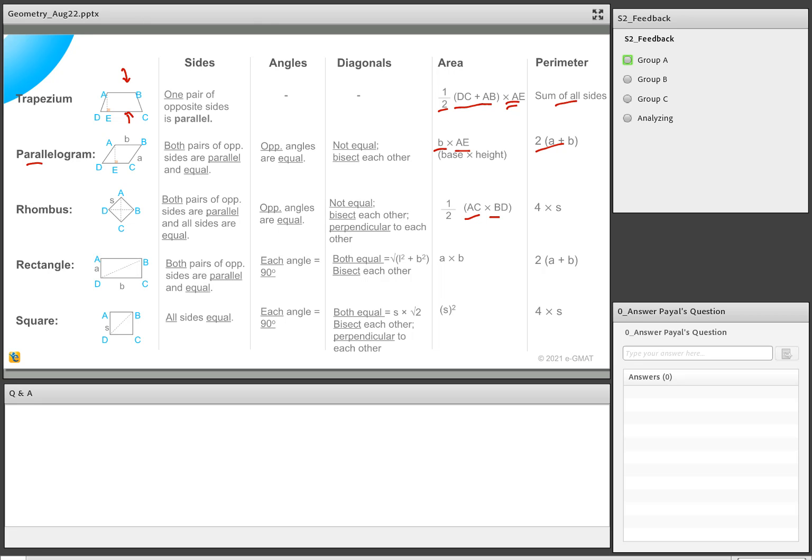And perimeter of a rhombus, since all the four sides are equal, is 4 times the side length of the rhombus. For a rectangle, it's very simple. A times b, which is length times breadth. The perimeter is twice of a plus b, that is length plus breadth. For a square, it's side square, and the perimeter for that is 4 times s. So with that, I hope that all of you now have a very clear understanding of the different types of quadrilaterals we would be dealing with in this session as well.